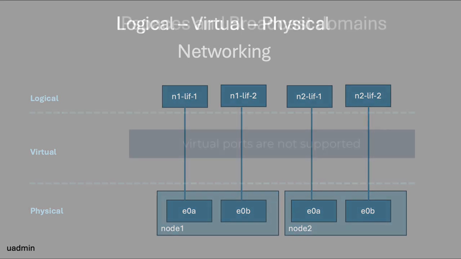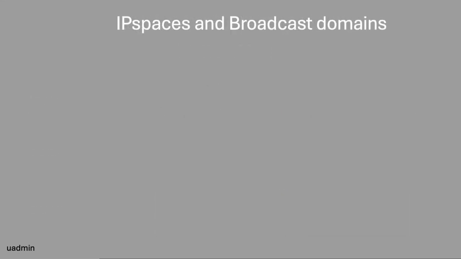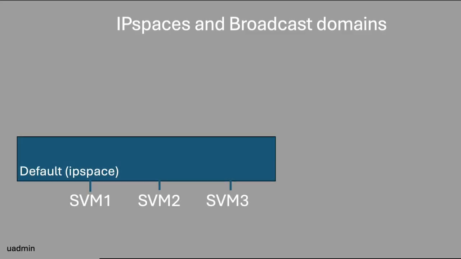And finally, with regards to networking, there are IPspaces and broadcast domains. An IP space defines a distinct IP address space in which storage virtual machines reside. So when you create an SVM, it will always be connected to an IP space. By default, this will be the available default IP space, and an SVM will only be able to host LIFs in that particular IP space.